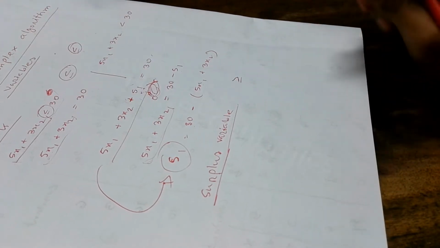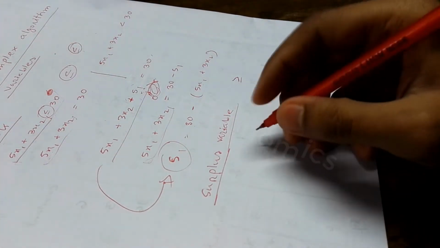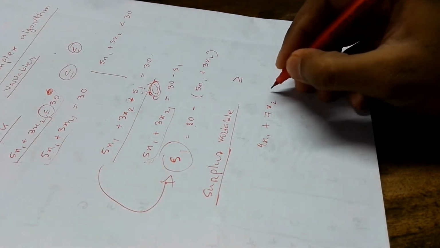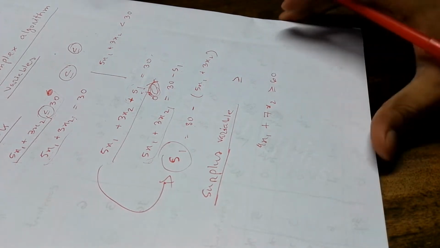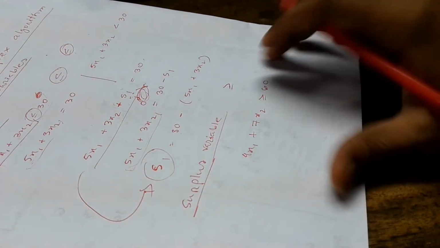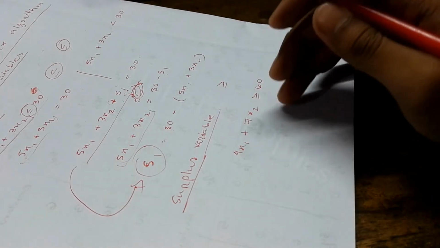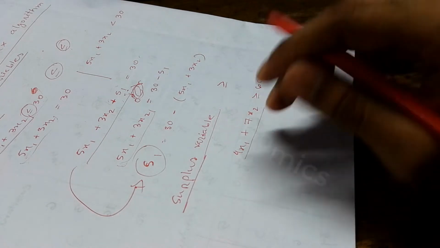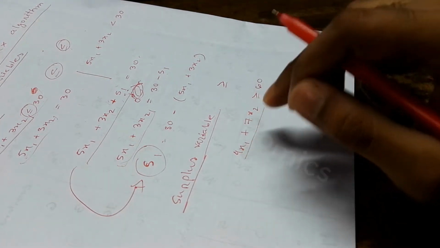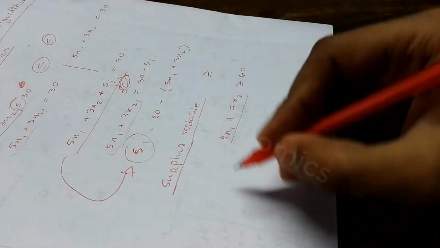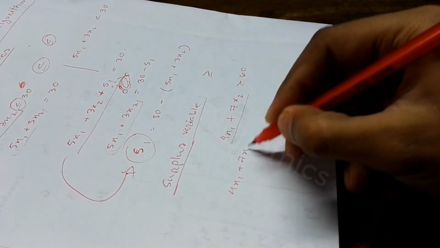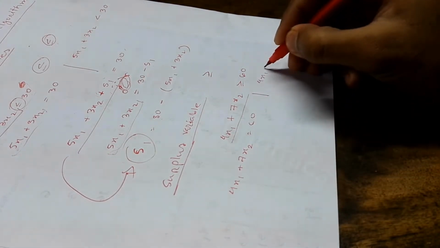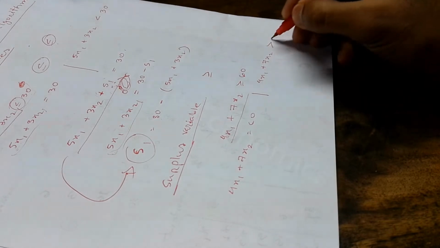Say our problem is 4x1 plus 7x2 is less than or equal to 60. Sorry, greater than or equal to 60. So in this case, we are saying the left hand side is either equal to 60 or greater than 60. So we have two portions as before: either equal to 60, or 4x1 plus 7x2 is greater than 60.